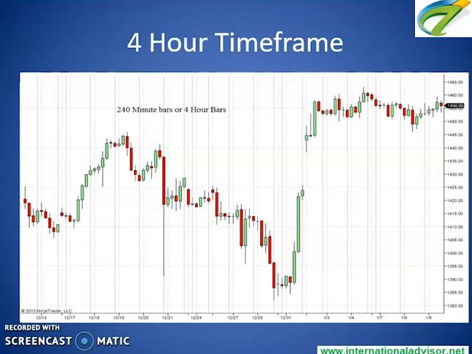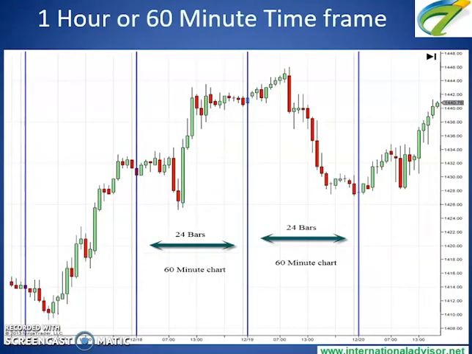Then another important time frame is 4-hour, because 6 candles represent a 24-hour move. Then 1 hour or 60-minute charts, which have 24 bars showing this one day's movement. This is the next day's movement. Whatever time frame triggers the trade, we will discuss in detail when it comes to practical trading.